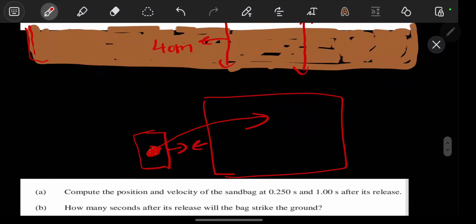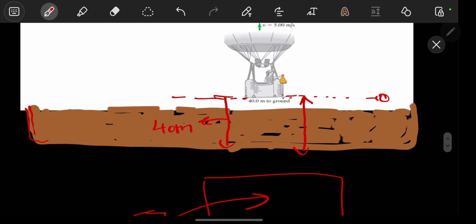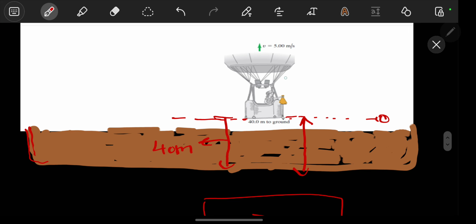So the same principle can be used to understand that just because the hot air balloon was moving up, even the sandbag, at the moment it is released, will continue to move a bit up. Then it starts to come down. Now it's in free fall, meaning to say we are just looking at it as if it's a straight line.